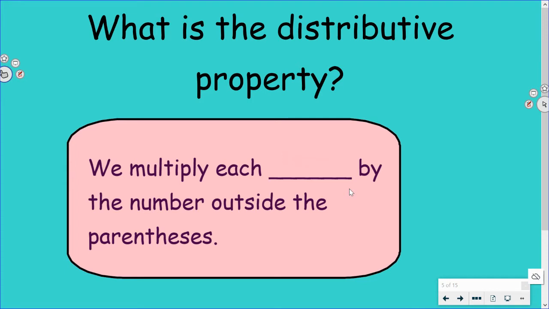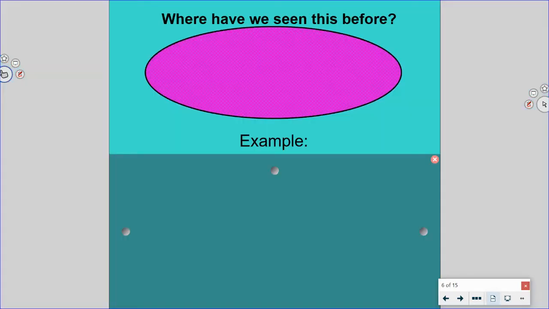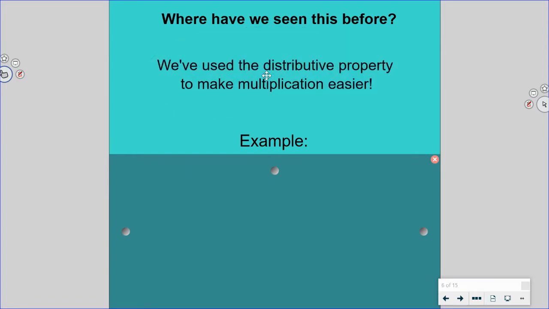So, what is the distributive property? Let's review something that I hope we've learned from 6th grade. It is where we multiply each term by the number outside of the parentheses, term being the key mathematical word here. And you might have guessed it, you've seen it before this year, where we use the distributive property to simplify our lives, making our multiplication easier.